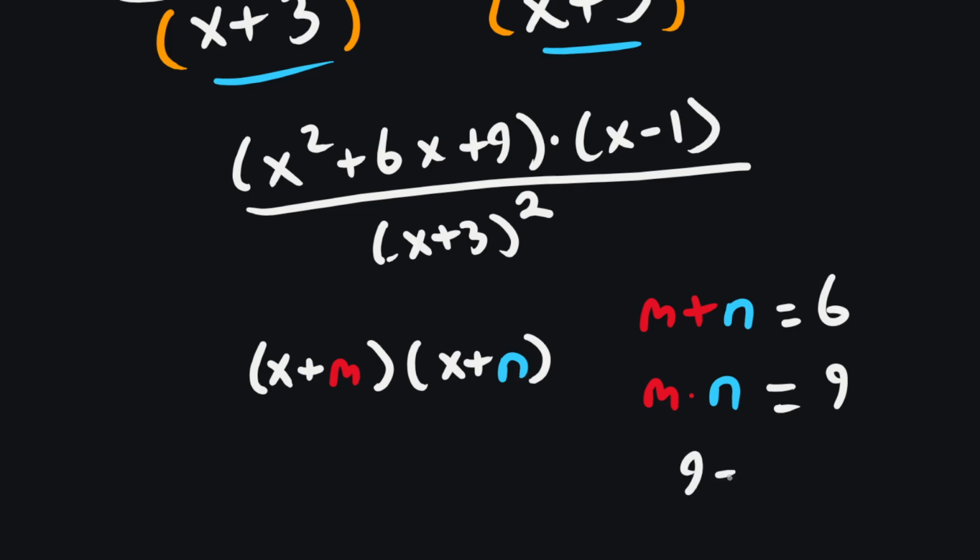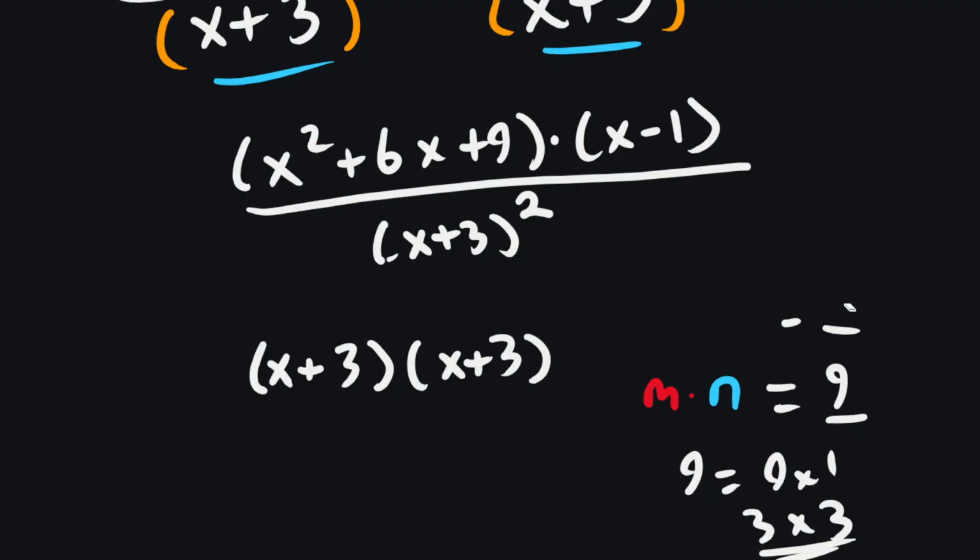Well, let's take a look at 9. There's 9 times 1, and there's also 3 times 3. And you might see 3 times 3 works, because 3 plus 3 equals 6, and 3 times 3 equals 9. So our m and n can be 3 and 3. Good, we factored this. Let's erase all of this.